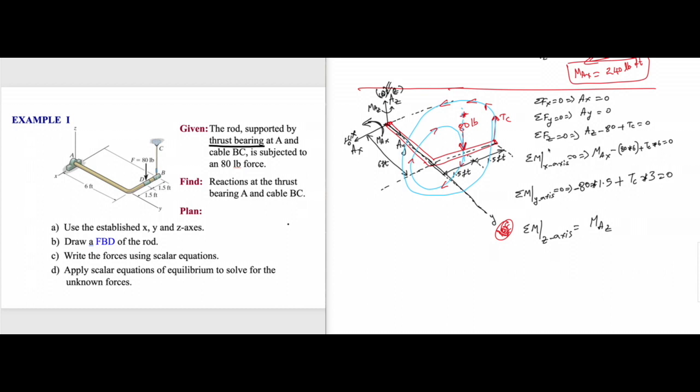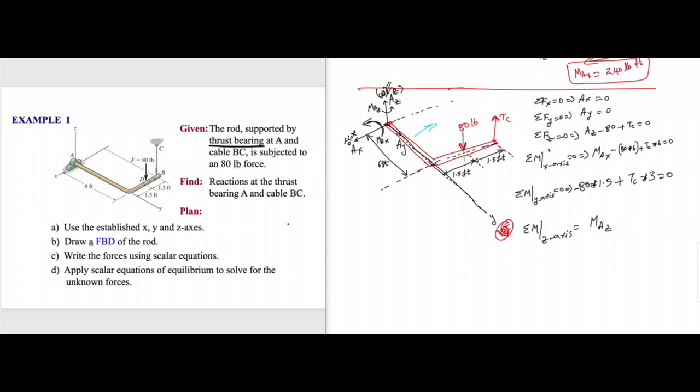AZ is the one that is parallel to Z axis, so it will not cause a rotational effect. 80 pounds and TC, they both are parallel to Z, so they will not cause any rotational effect. So for something to have caused a rotational effect, a force should have been like that, for example.